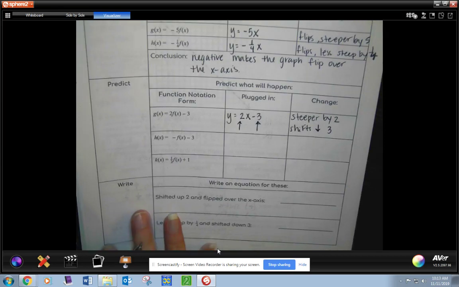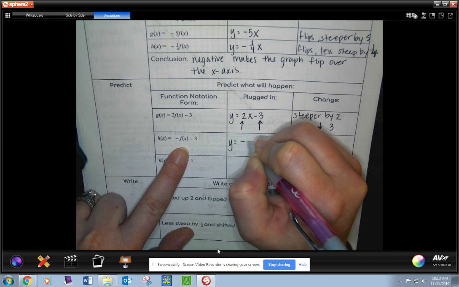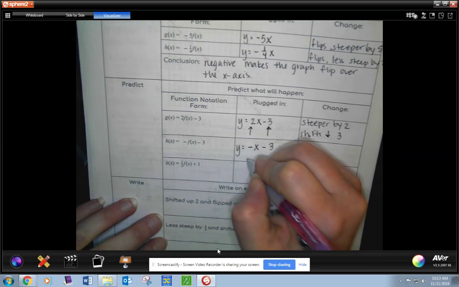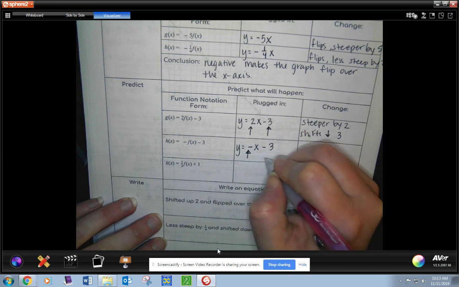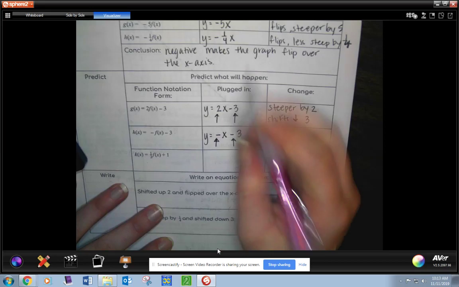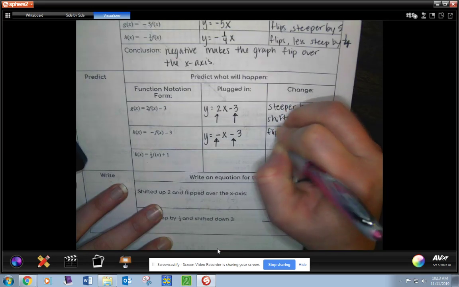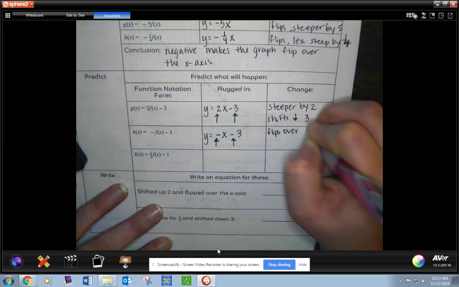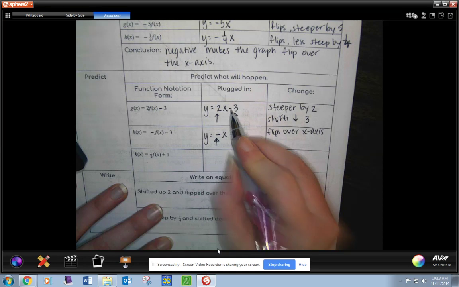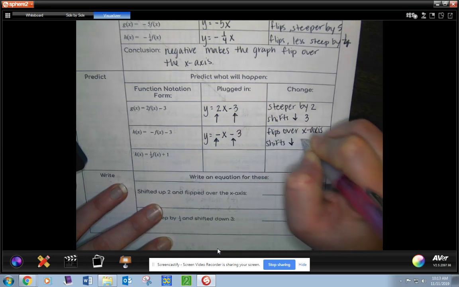Okay, for h of x, I'm going to convert. H of x becomes y equals. I keep the negative. F of x becomes x, and then minus 3 again. I'm looking at the negative and the minus 3. Those are my two changes. So I learned that a negative in change 3 flips over the x-axis. And I know that a minus 3, because I just had one of those, shifts down 3.